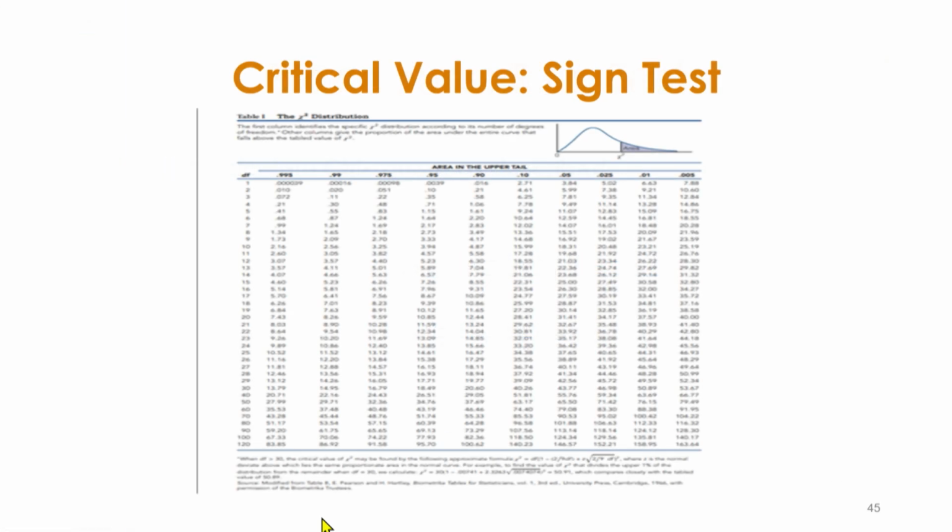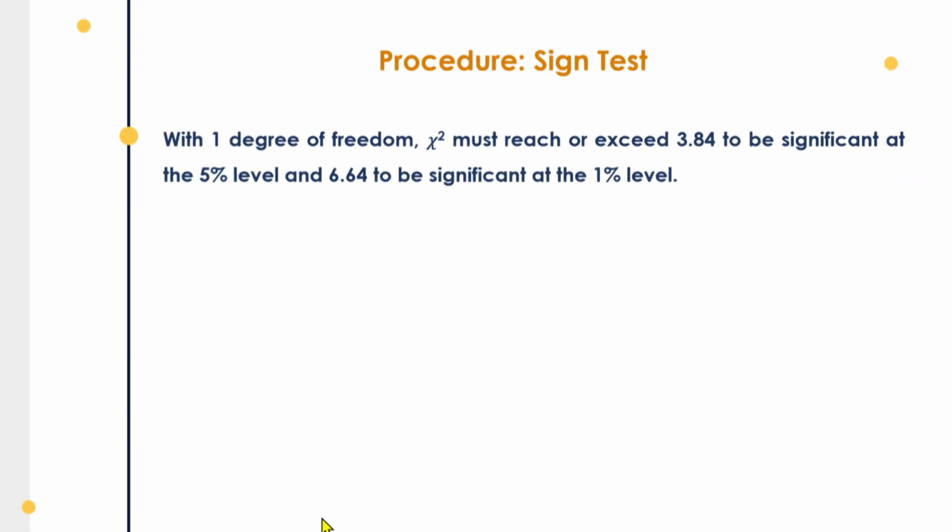From the critical table value we can easily obtain the critical value for the given sample size, that is 10, and at what level of significance, whether it is 0.05 or 0.025. So, with 1 degree of freedom. Since we have only 2 cross 2, hope you remember the table we calculated, 2 elements in the column and 2 elements in the row, the degrees of freedom will be 1. So, chi-square must reach or exceed 3.84, that is the critical value, to be significant at the 5% level of significance, and 6.64 to be significant at the 1% level. So, different levels like 0.05 and 0.01.